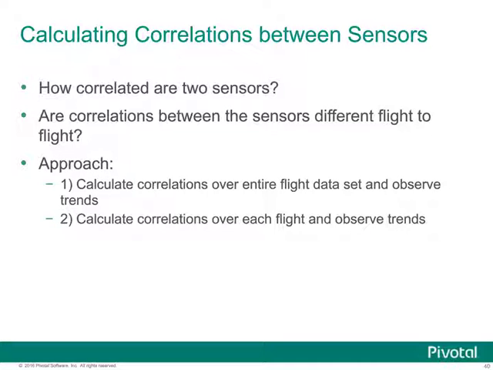Another thing we looked at was how correlated are two sensors, and do these correlations between sensors differ flight to flight? We looked at the correlations in two ways. The first was looking at the correlations on the overall data set and observing trends, and the second was looking at correlations for each flight and observing the trends there.